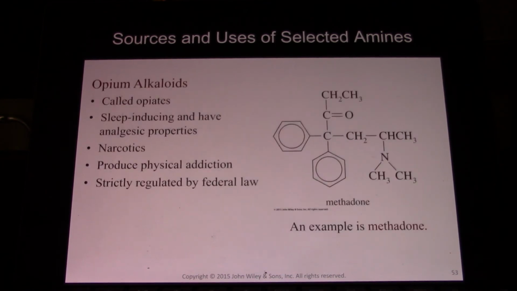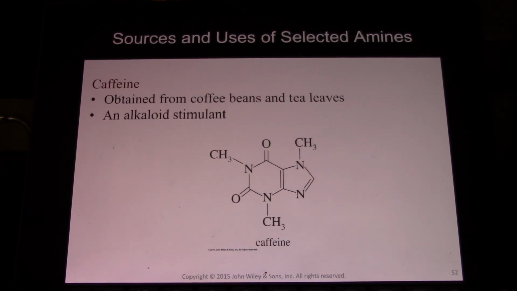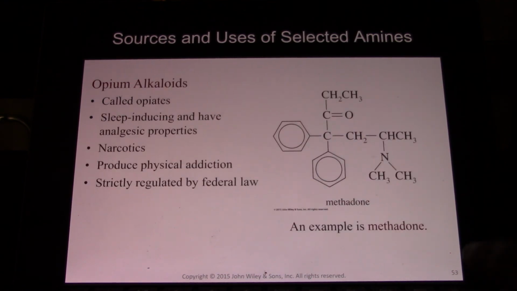They can change a person, and they're extremely addictive and extremely destructive, which is why they are very strictly regulated by federal law. And so opiates and cocaine are only allowed to be used in certain medical situations when prescribed by a doctor who has a DEA license to prescribe restricted substances. And that is the end of our chapter on amines.